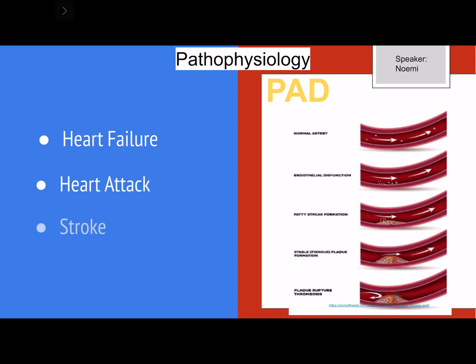Too much LDL in the bloodstream can lead to hyperlipidemia, which can later result in plaque buildup, atherosclerosis, causing restricted blood flow. Having the heart work harder to compensate for the narrowing arteries can lead to health conditions such as heart failure, heart attack, or stroke, just to name a few.